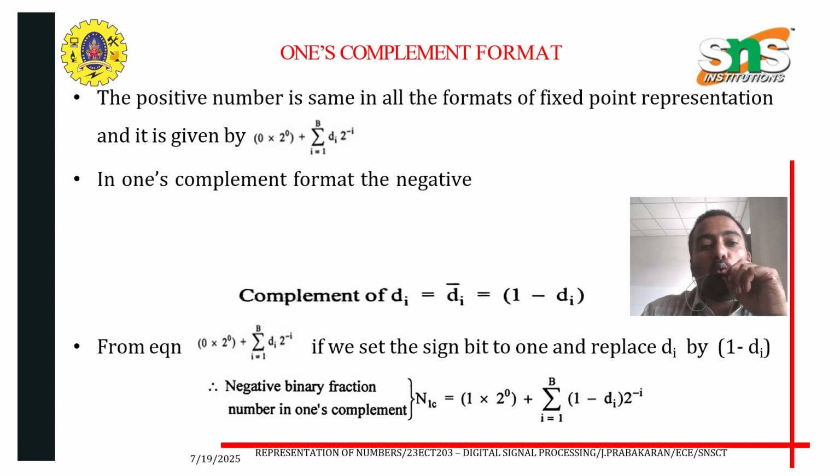And next is ones complement. The ones complement format is complement of digit which is equal to 1 minus d_i. And then negative binary fraction number in ones complement equal to 1 into 2 power 0 plus sum of i equal to 1 to B, 1 minus d suffix i, 2 power minus i. This is the formula for the ones complement.